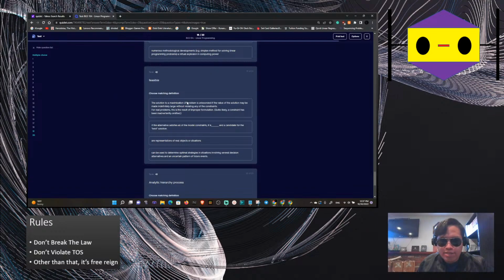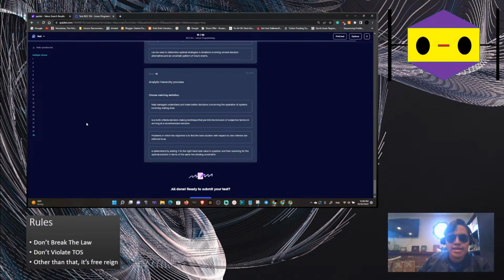Feasible. What is feasible? Good. Can be used. It's unbounded if the solution value may be made infinitely larger by the constraints. For real problems, results are improper. If the alternative satisfies all the model's constraints, it is feasible and a candidate for the best solution. I'm going to go with B. What about you? Me too. Yes? Analytic hierarchy process. What is the matching definition of that?